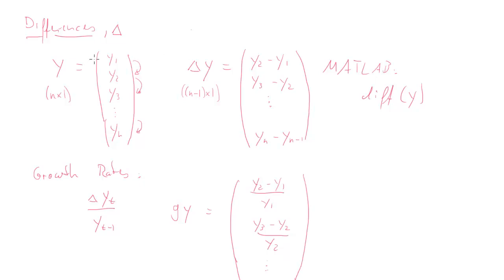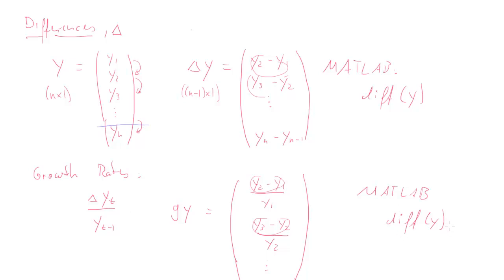So how do we use that using our observations? Well, in MATLAB, for the numerator, we want to use diff y. That just gives us all these values, and then we want to divide by this vector, but what we don't need is that last observation, because we only need t minus 1s. For our last growth rate, yn minus yn minus 1, we want to divide that by yn minus 1. So we need to cut off that vector here.